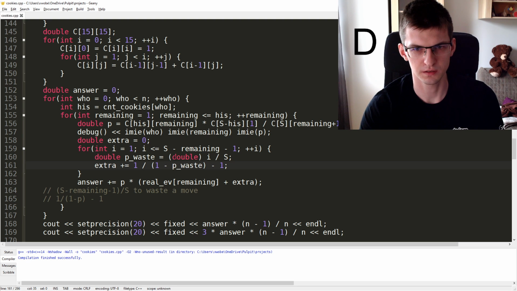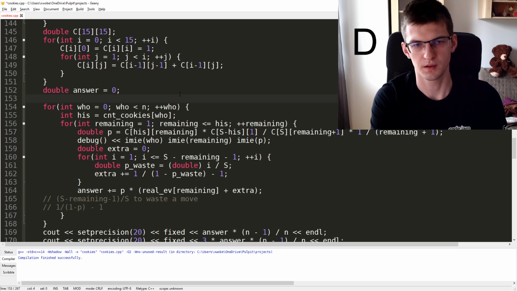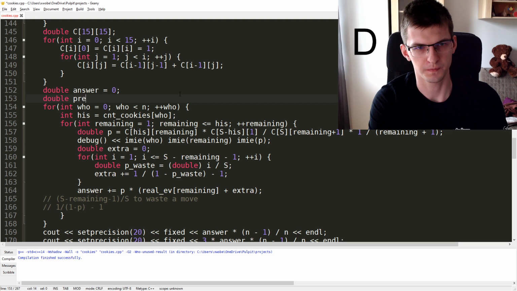P waste. And this is trivial, right? S remaining. Just a prefix sum. Pref. Prefix sum of wasted time.